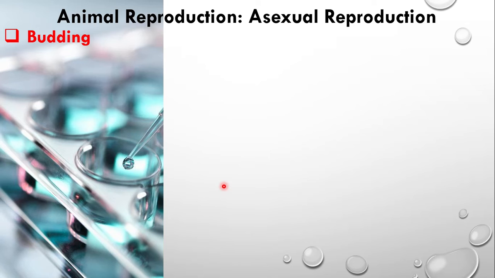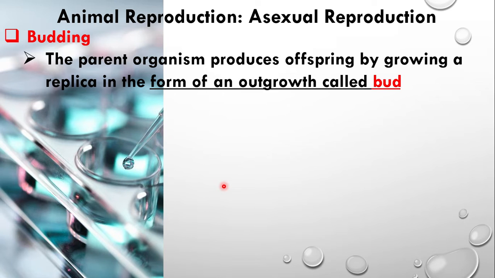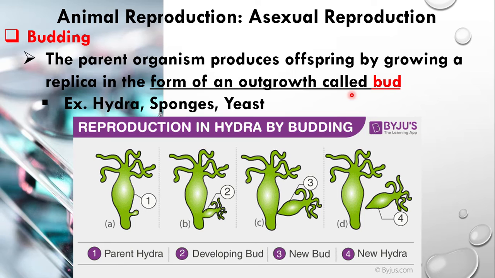Another type of asexual reproduction in animal reproduction is what we call budding. Okay? What is budding? Budding occurs when the parent organism produces offspring by growing a replica in the form of an outgrowth called a bud. Examples of organisms that undergo budding are hydra, sponges, and yeast. So we have here the example of a hydra undergoing budding. As you can see here, this is the parent hydra, and then we can also see a small bud. It looks like a little bump. Later on the bud develops, and when it grows bigger, it detaches, and the detached bud is another hydra. Okay? So that is budding.